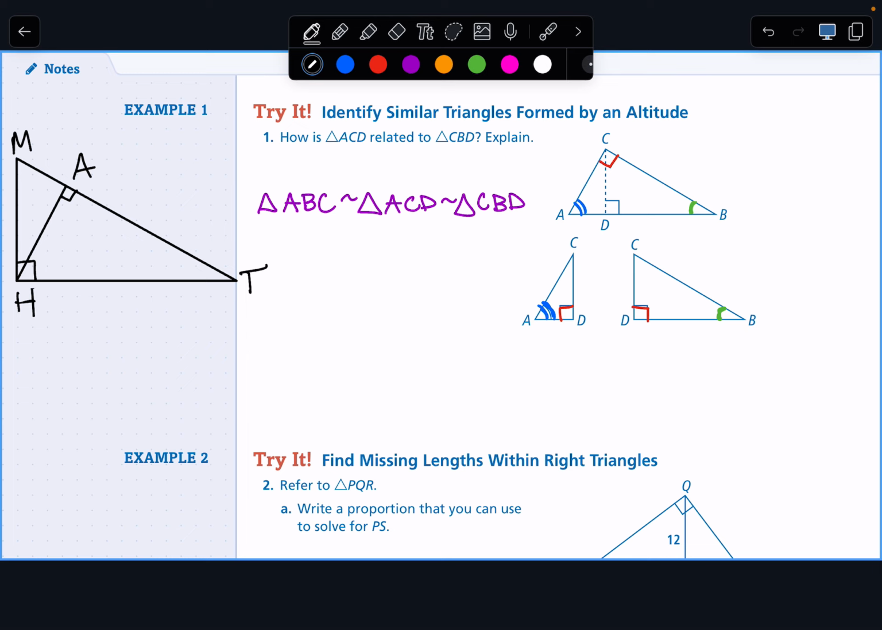I was just looking at the ABC. Triangle blank is similar to triangle blank is similar to triangle blank. That's what I want.